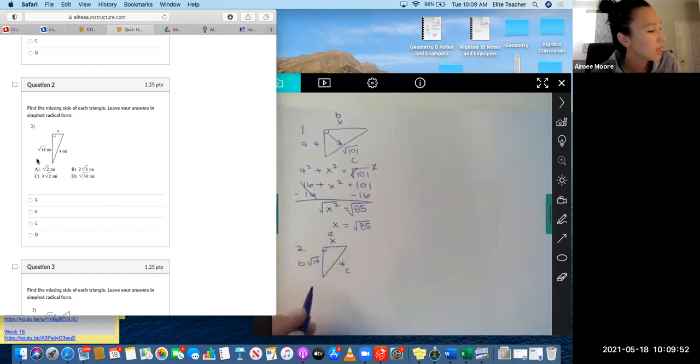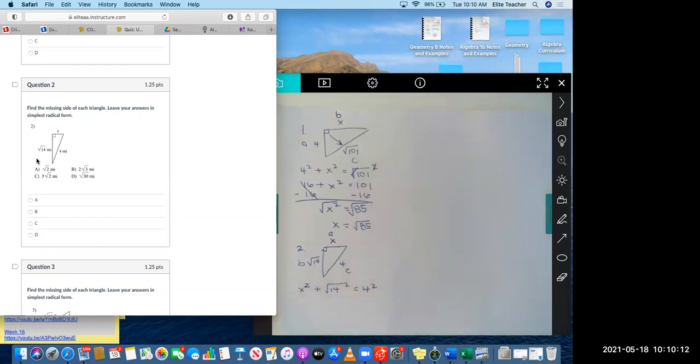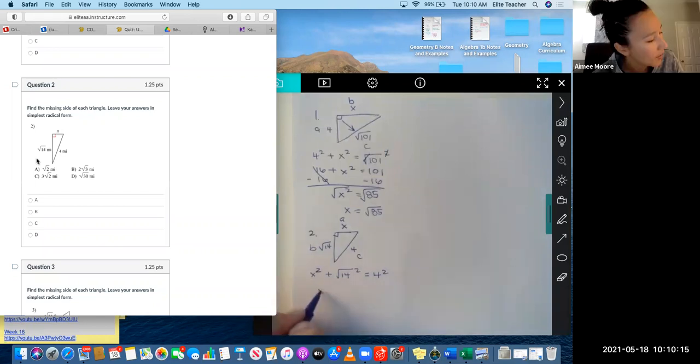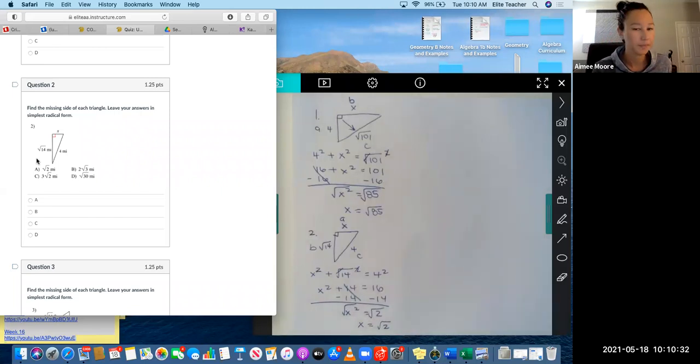Good. And then Jade, can you tell me how to set up the equation? I think it's x plus the x squared, right? x squared plus the square root of 14 squared. Good. Equals 4 squared. Good. Okay, so then we just simplify. Again, those cancel out. That equals 16. We solve for x. So x equals the square root of 2.